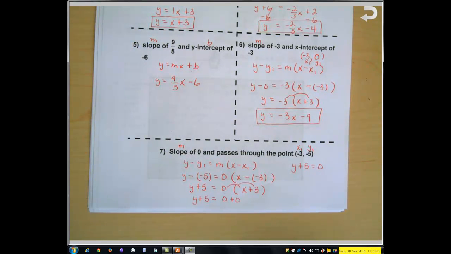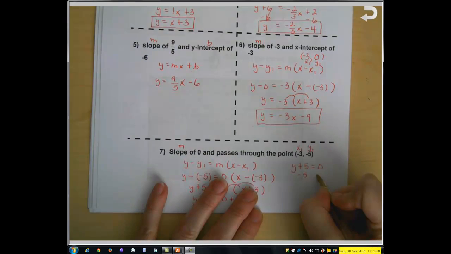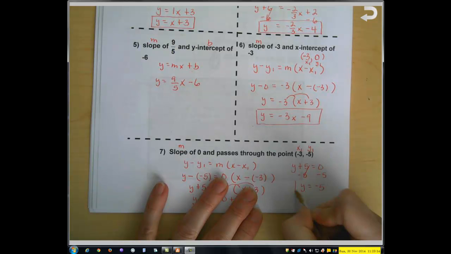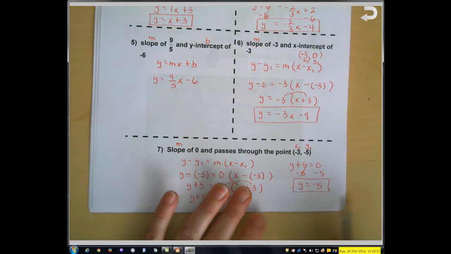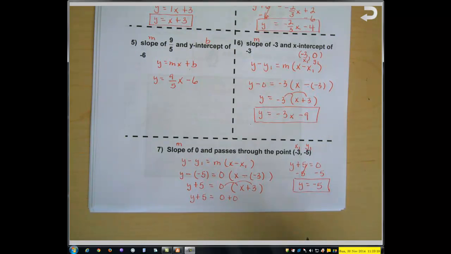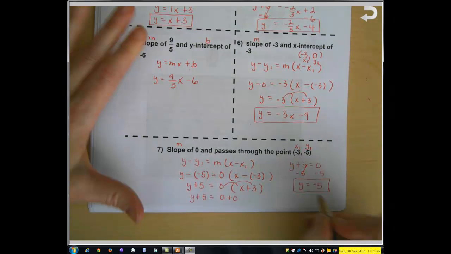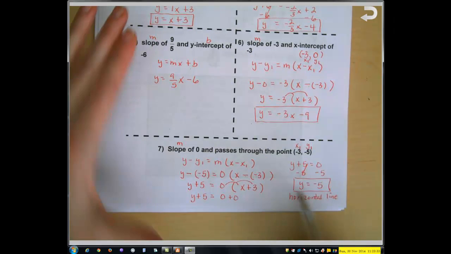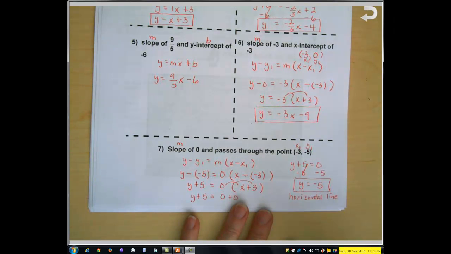What is the last step that we need to get y alone? Well, that would be to undo the addition by subtracting 5 from both sides, and we would get y equals negative 5. And this is actually the type of equation that we would expect, because we're told that we have a slope of 0. A slope of 0 means that our line should be horizontal. And a horizontal line always has an equation where y is equal to a number. There is no x in the equation.